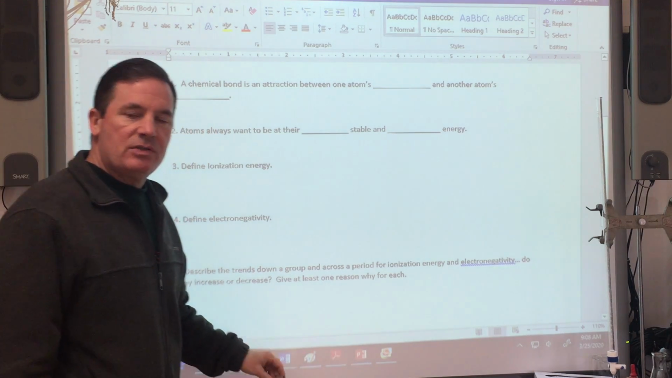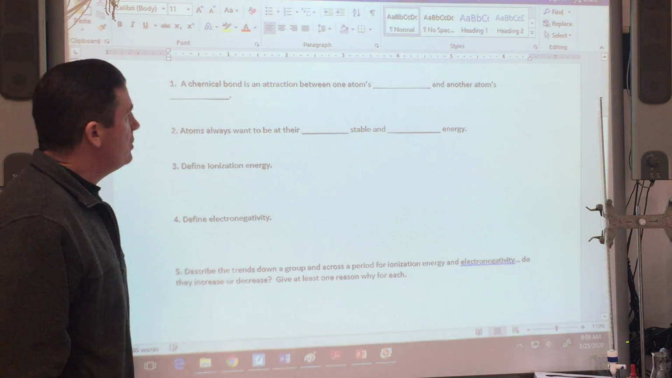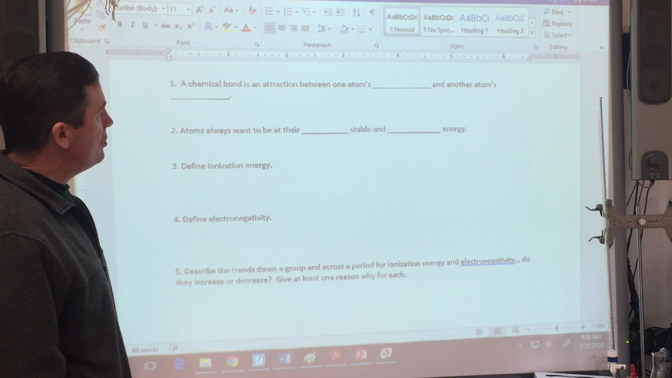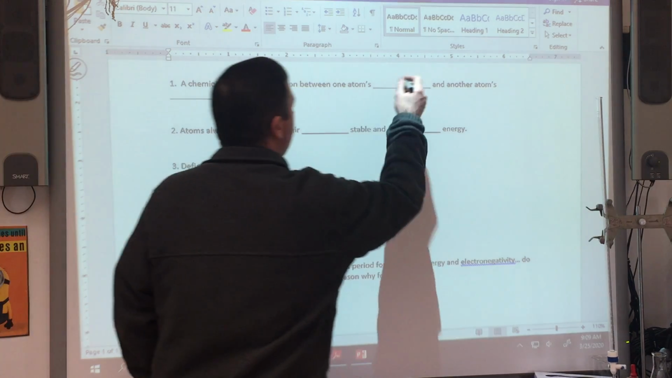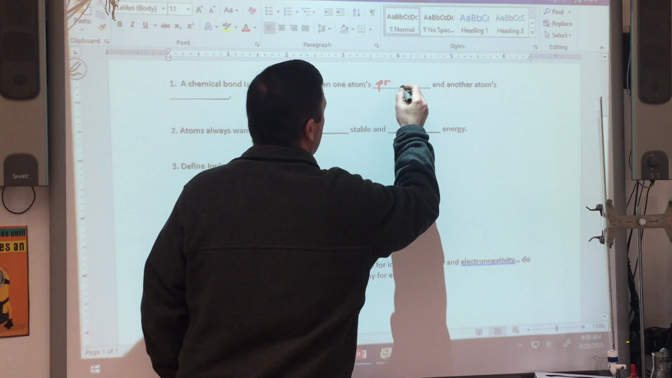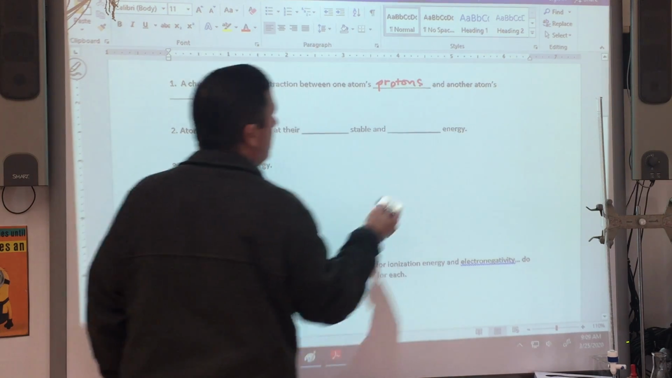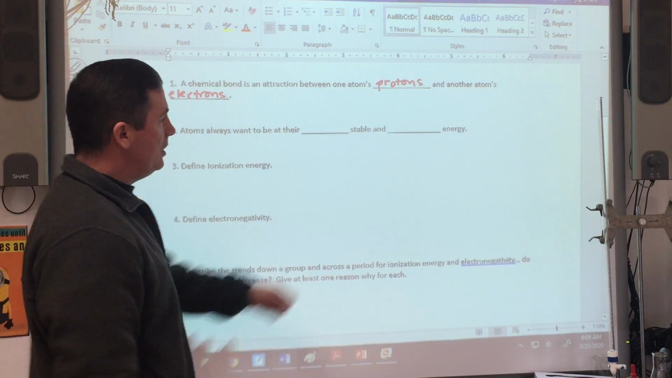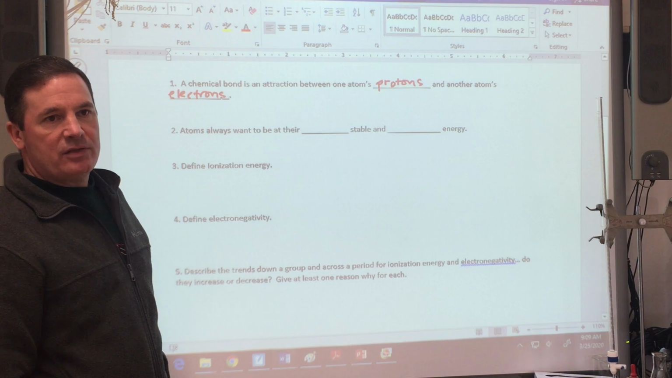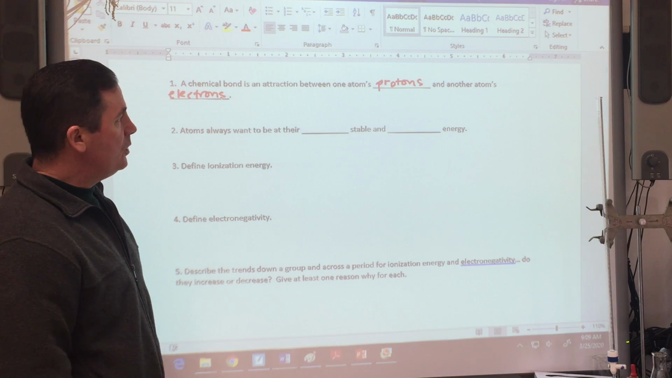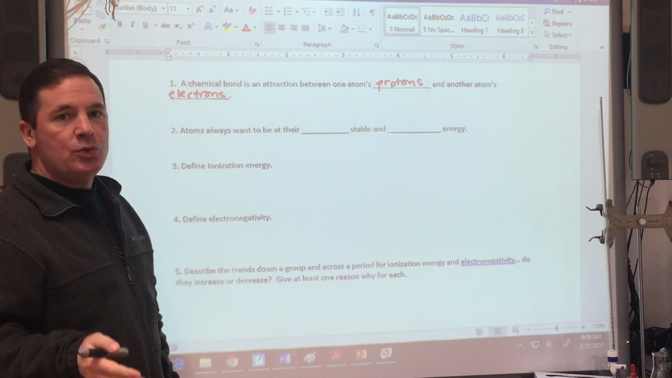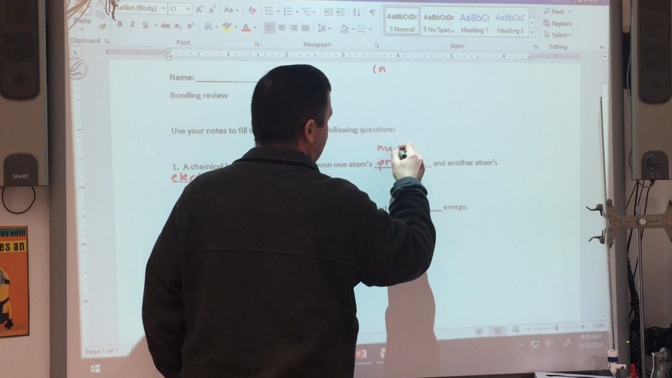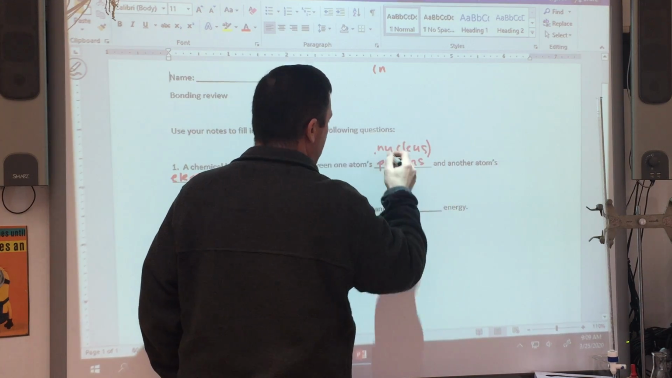I did put corrections on those people who had them. So all you have to do is really look into your notes for this. A chemical bond is an attraction between one atom's protons and another atom's electrons. You could switch those back and forth, electrons and protons. It's the same thing. You could have also put one atom's nucleus, because what's in the nucleus? Oh, the protons are. So you could add either one of those.